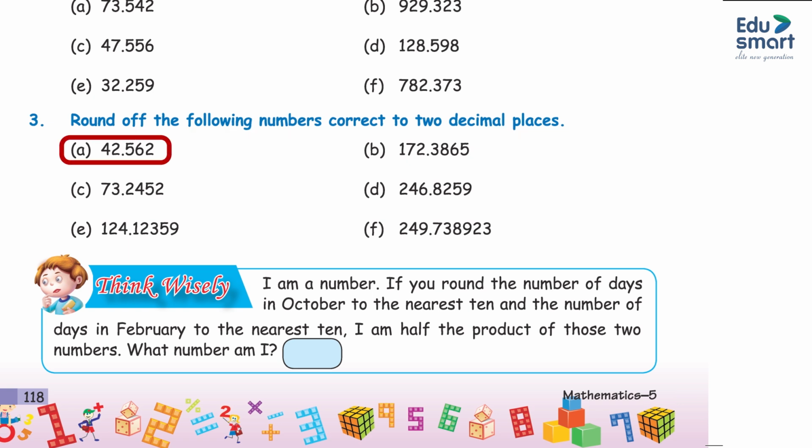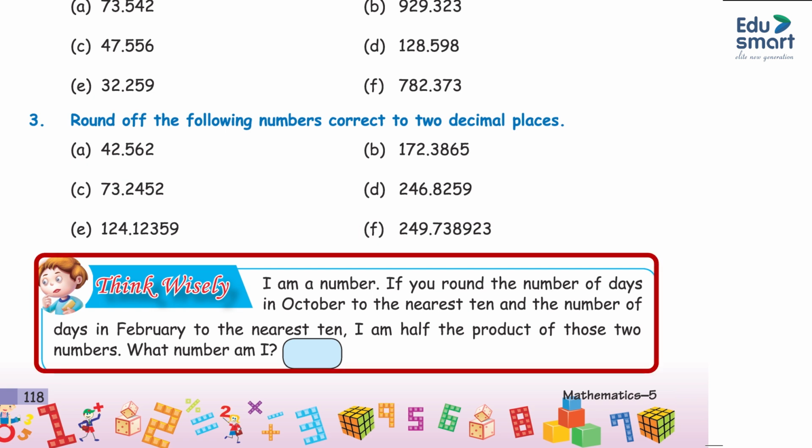A: 42.562, 42.56. B: 172.3865, 172.39. C: 73.2452, 73.25. D: 246.8259, 246.83. E: 124.12359, 124.12. F: 249.738923, 249.74. Think wisely. I am a number.